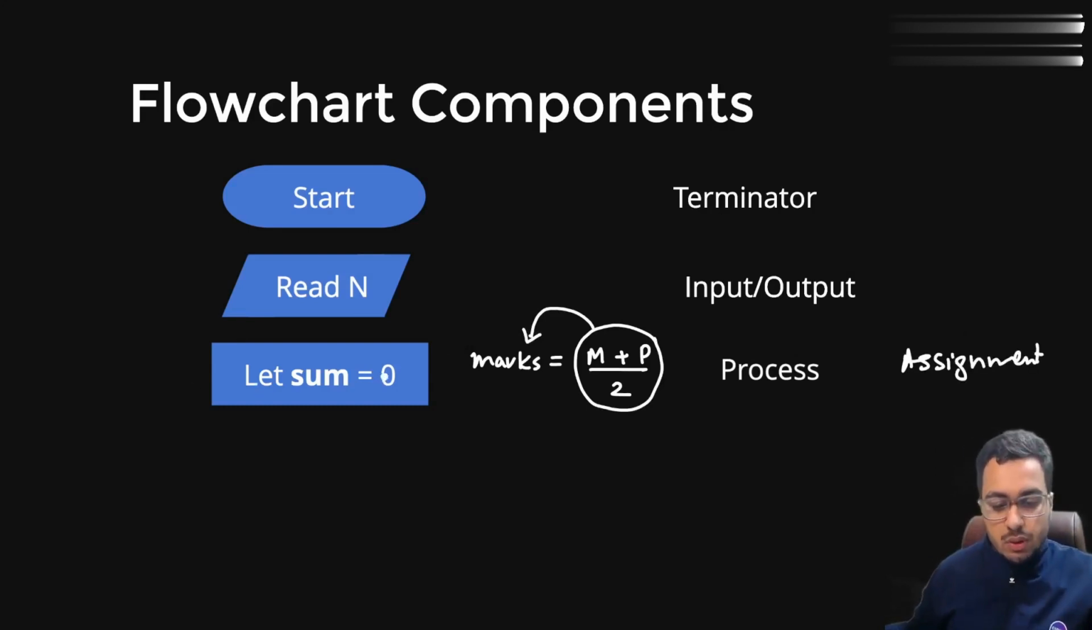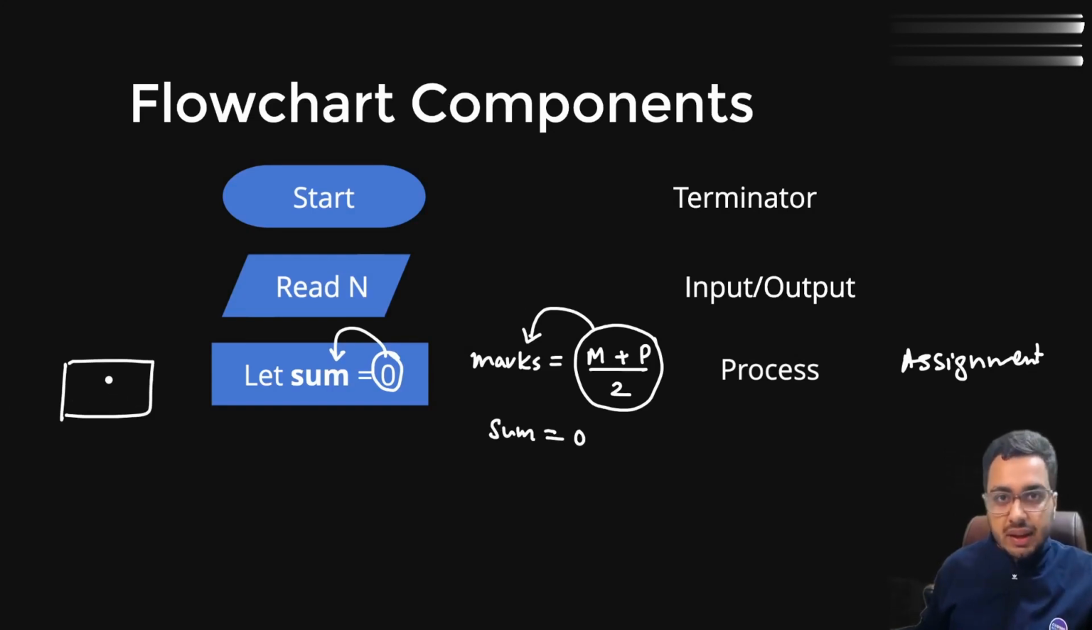You're saying sum equal to 0. So you're assigning the value 0 to a bucket called sum. Sum is a bucket that is now storing the value 0. All these instructions where the processing is happening, anything except input output or assigning a certain value, will be depicted using a rectangle. This is known as assignment.